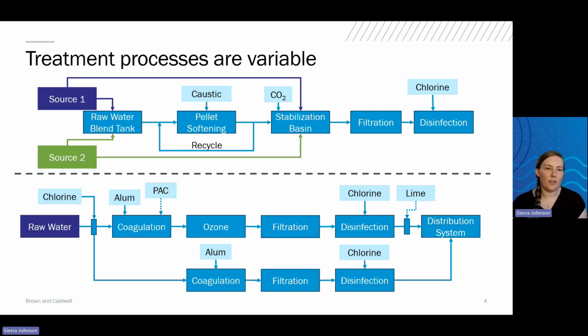So I mentioned that we have a lot of processes. And so when we start trying to put everything together in models, there's a lot of variability. Some things such as disinfection or filtration are consistent across different processes, but everything else, there's just a lot of different permutations depending on somebody's source water quality.